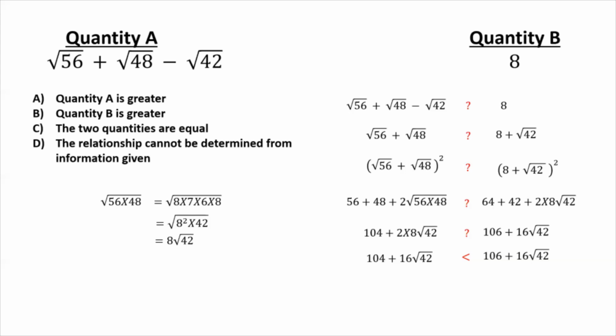So now if I trace back all the way up from where I started, my placeholder, the question mark that I placed, simply becomes a less than sign, right? And what this implies is quantity B is greater. So the correct choice for this particular question would be option B, quantity B is greater.